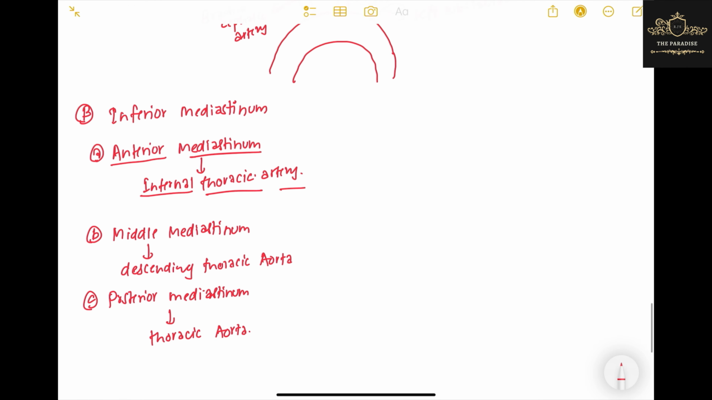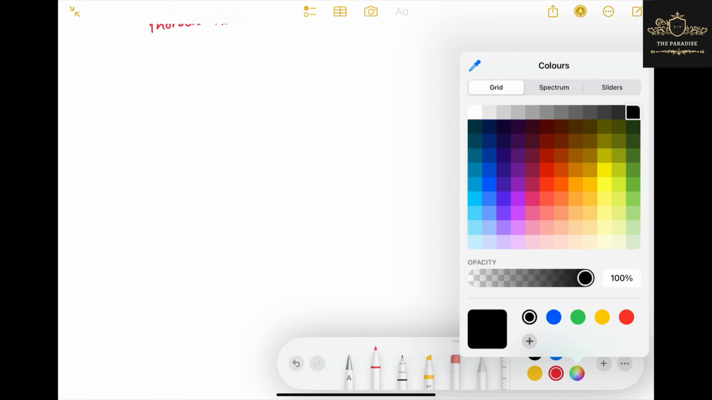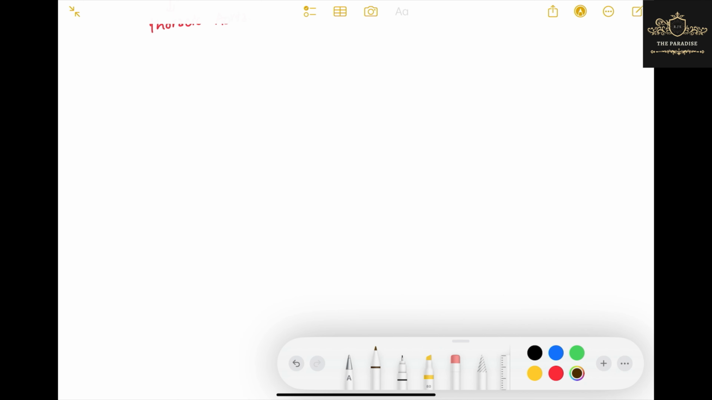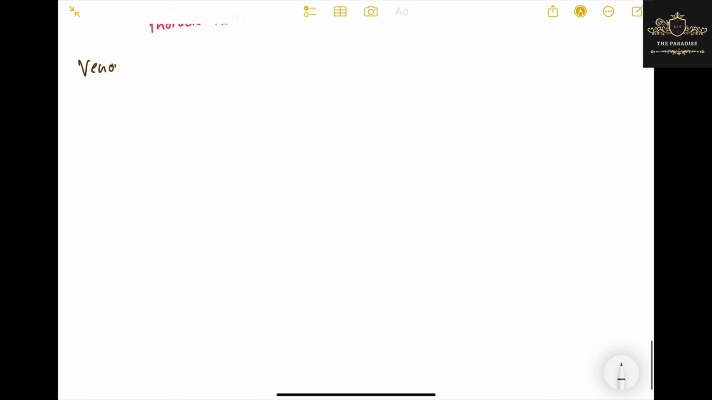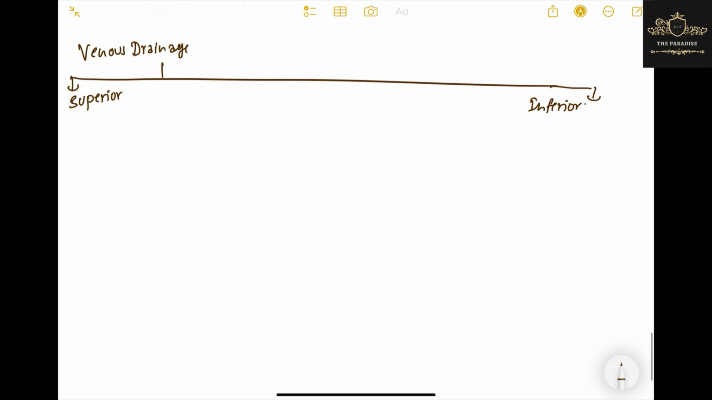So clear about the blood supply. Next is venous drainage. So what are the major veins that pass through the different parts of the mediastinum? Superior and inferior. So superiorly, right and left brachiocephalic vein.